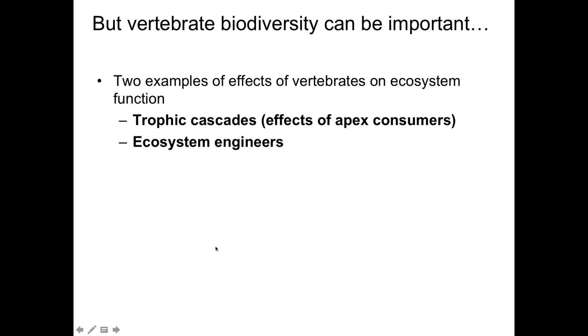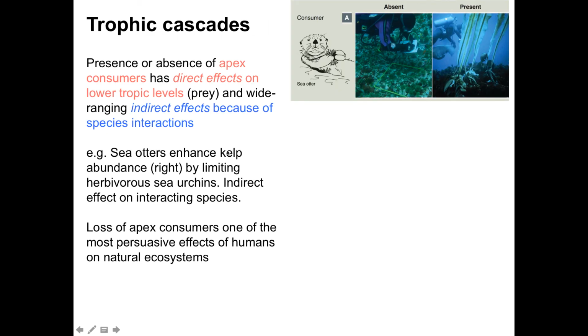But vertebrate biodiversity can be important because of unique features of vertebrates. They are large, they are very active, metabolically active, and they can have some major effects on ecosystems. And two examples of the effects of vertebrates on ecosystem function that we'll focus on are something called trophic cascades, and they are where apex consumers, apex predators can have effects on other animals at different trophic levels, indirect effects as well as direct effects, and ecosystem engineers. So, trophic cascades.